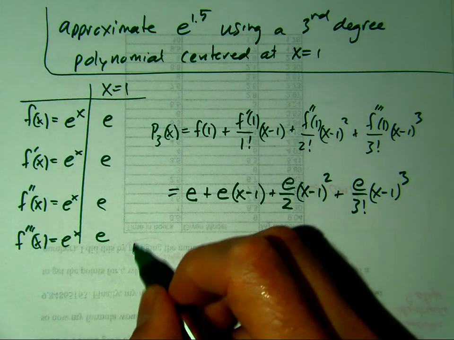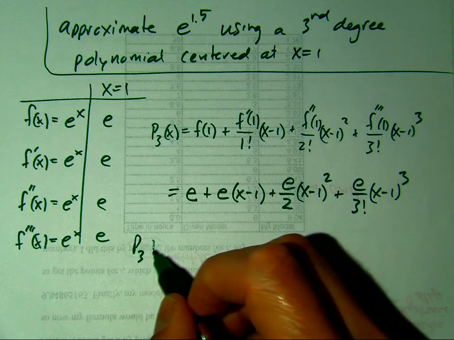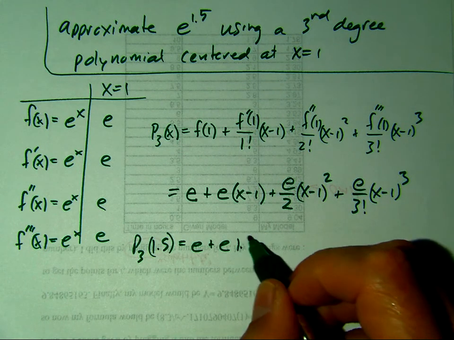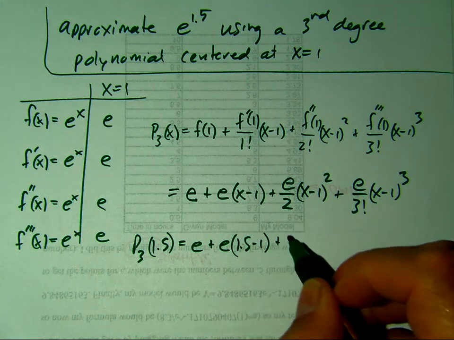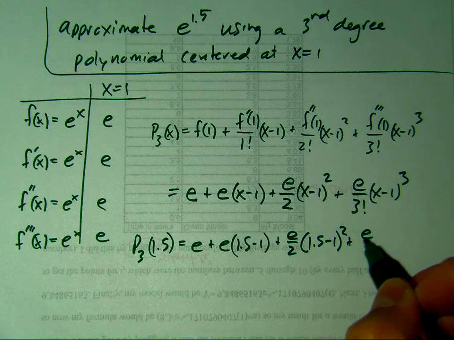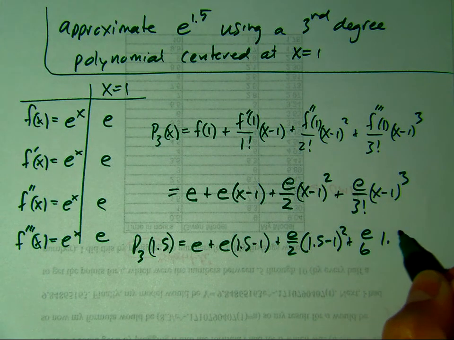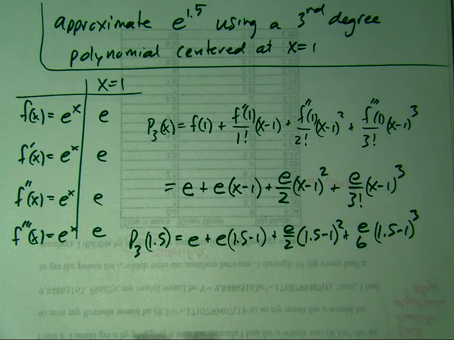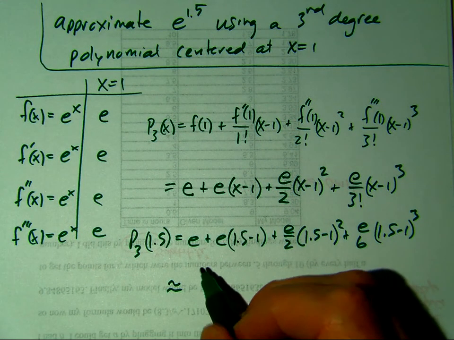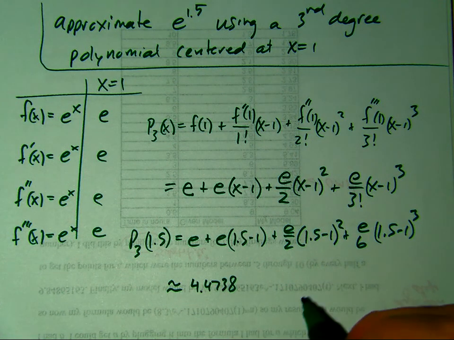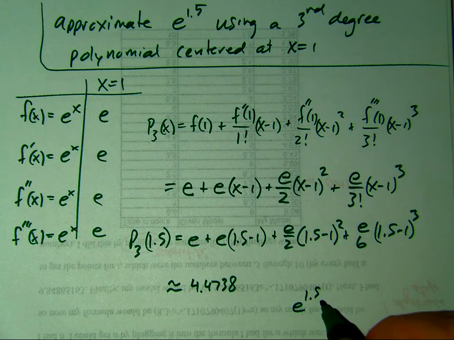And the polynomial evaluated at 1.5: e plus e times (1.5 minus 1), plus e over 2 times (1.5 minus 1) squared, plus e over 6 times (1.5 minus 1) cubed. And we get 4.4738. On the calculator, e to the 1.5 is 4.481.